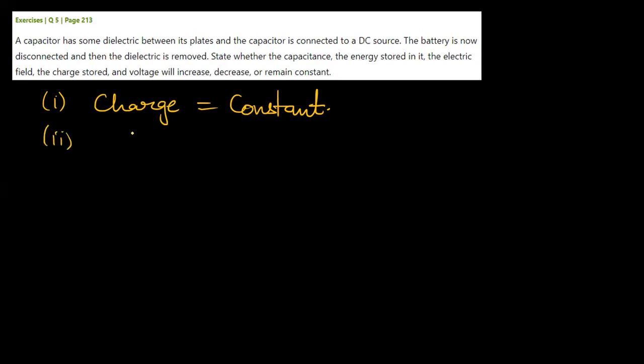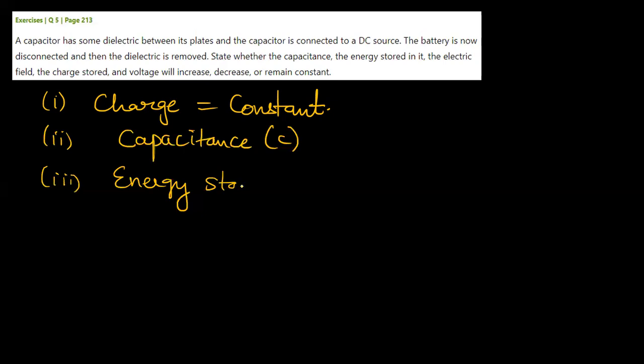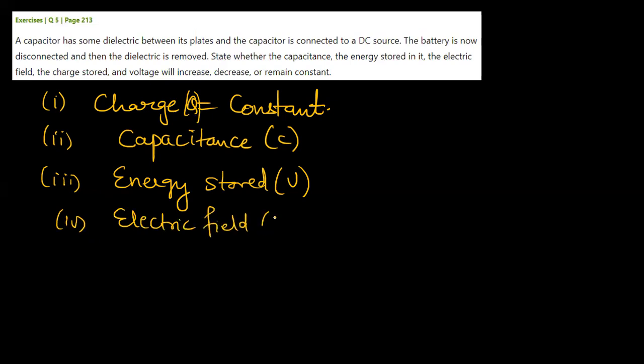Okay, so the second thing we can find out is whether the capacitance, that is C, changes. The third thing is we need to find the energy stored in the capacitor, denoted by U, charge denoted by Q, then electric field denoted by E, then voltage. Number 5 is the voltage, denoted by V. Since the charge is constant, the question initially says the battery is now disconnected and the dielectric is removed. When you remove the dielectric, we have two relations.